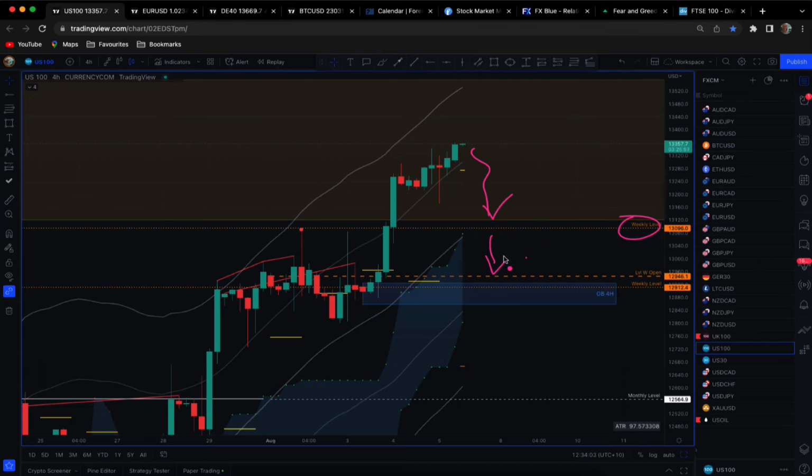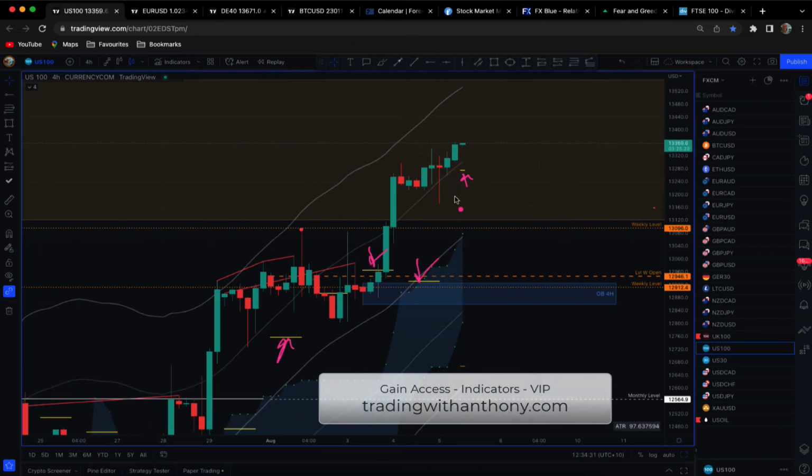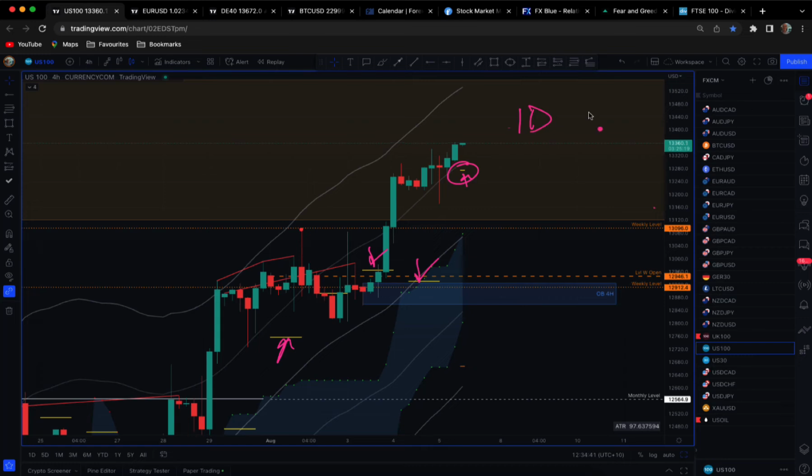What we also have now on the 4-hour time frame, notice these yellow horizontal lines. There's one there, one here, here, and here. These are daily levels. So we've traded up into a daily level as well as a daily order block.